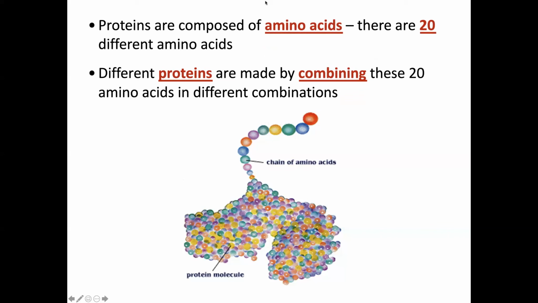So proteins are composed of amino acids. There are 20 different amino acids. That's a basic amino acid. So some of you may know, based on the basic amino acids, there are some other modifications which make the amino acids more complicated.